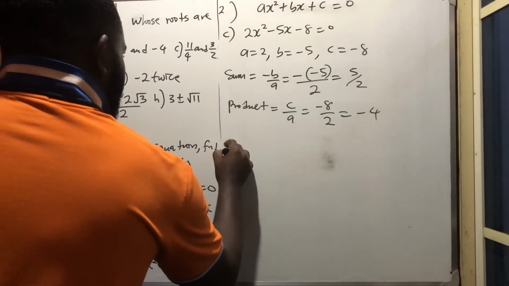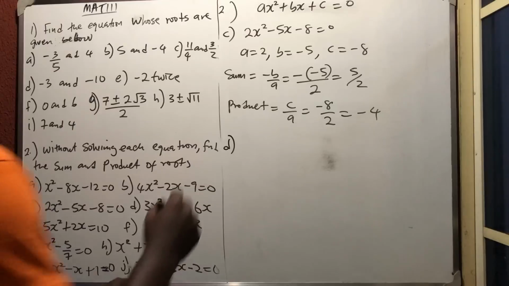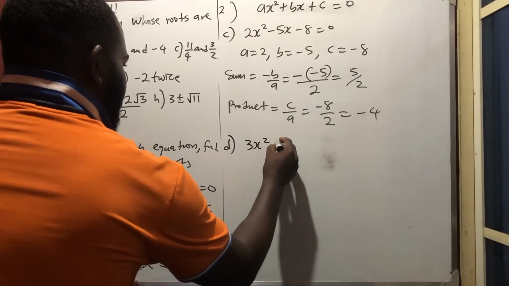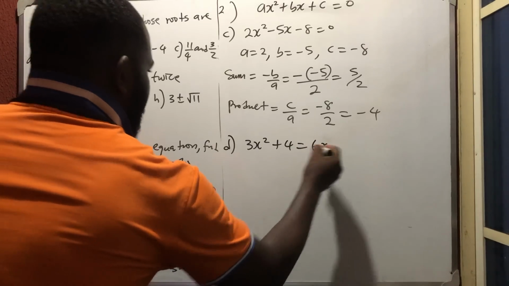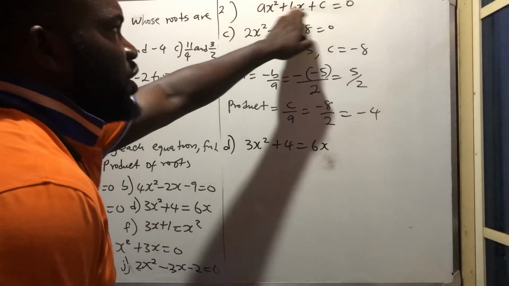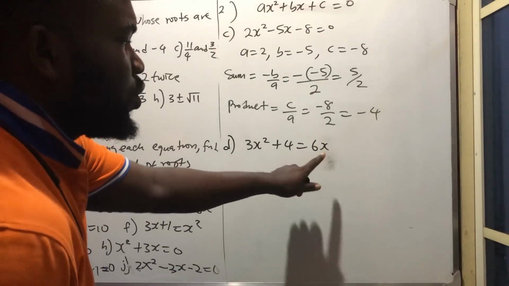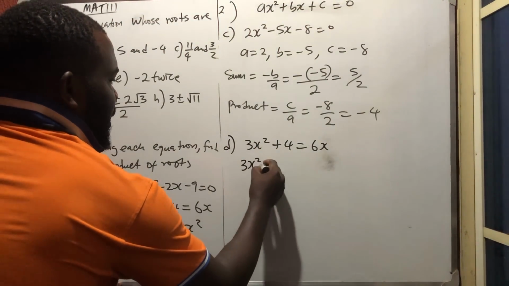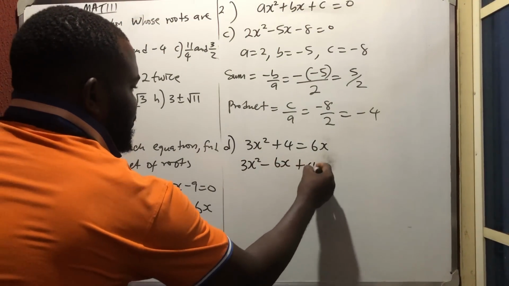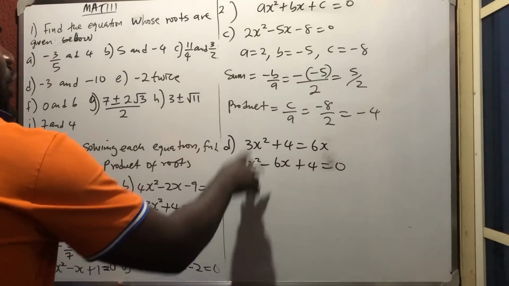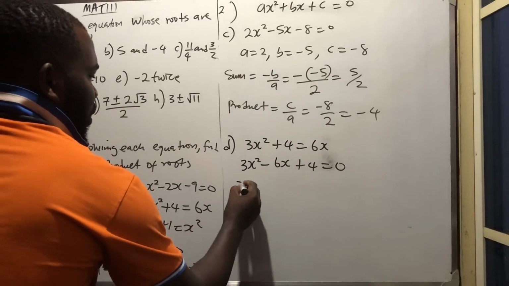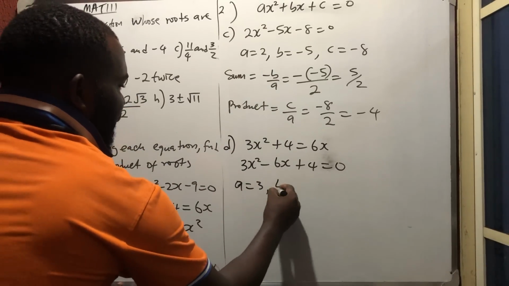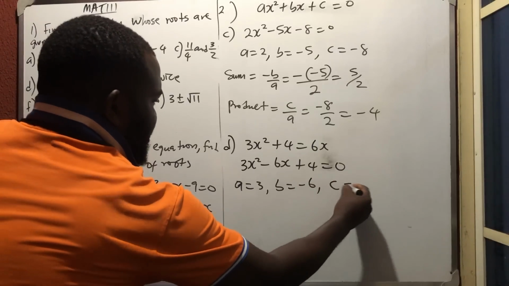A, B, C, D. Let's go to D. And this said that 3x squared plus 4 is equal to 6x. In fact, you have to arrange it to be in this form, and it must be equal to 0. So we need to take this one back to this side. So I'm having 3x squared minus 6x plus 4 is equal to 0. So that we can compare it with this. So therefore, my a is 3, my b is minus 6, and my c is 4.